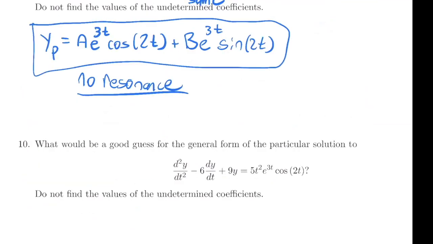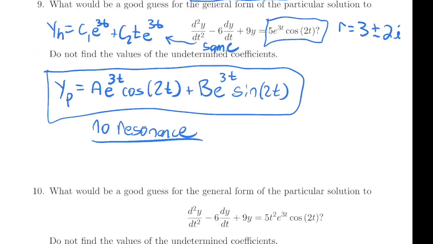We can come back to number 10 shortly. This one looks a little bit different than the others because we have a t squared, an e to the 3t, and a cosine of 2t. So we need to think about what we do when we have a product of all of these things. Hopefully your intuition about what you might guess will be correct, but we'll see. But any last thoughts about these two, 8 or 9?